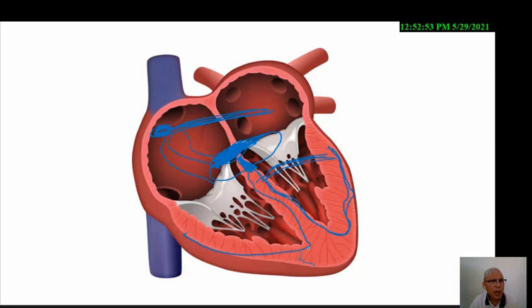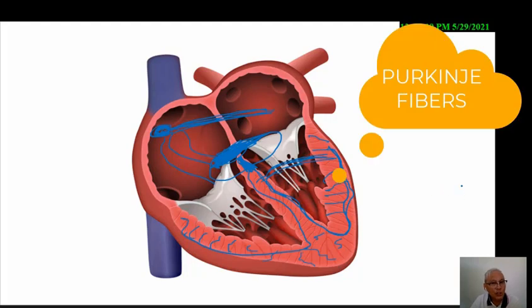So these bundle branches rely on root-like structures, and these root-like structures penetrate, or so to speak, deliver the electrical energy through the thickness of the ventricles. And these particular branches of the bundle branches are called the Purkinje fibers. The Purkinje fibers are the termination point of the electrical energy that is delivered into the heart.